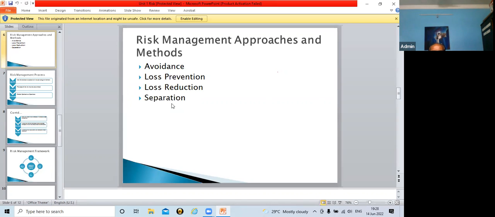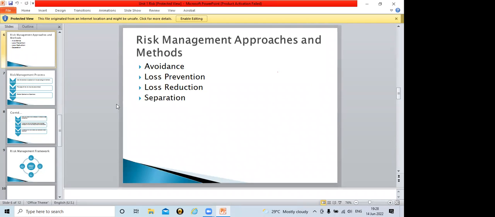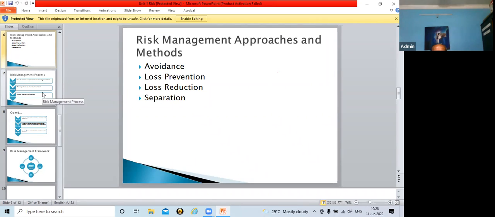So what does a firecracker company do? Whatever explosive things are there, those are separated from the factory premises. That is known as separation. Now understood what is separation? Yes, sir. Okay.